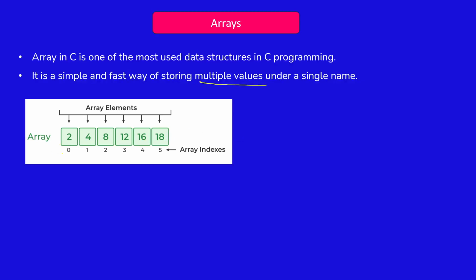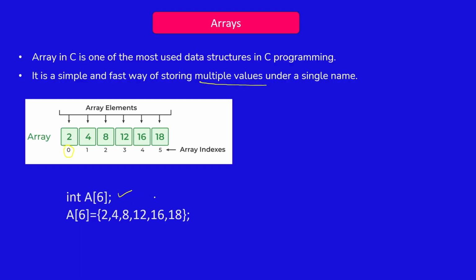can use an array. Here, int a of 6 stores all the numbers 2, 4, 8, 12, 16, 18 under a of 6. There are two parameters here. First one, index. Here the index starts with 0, then element. Element means the value stored at each index. So this is called array initialization.